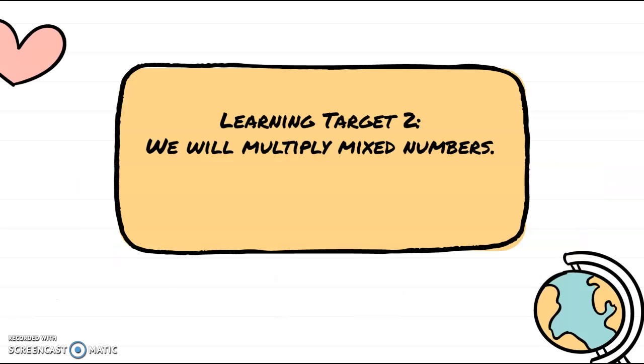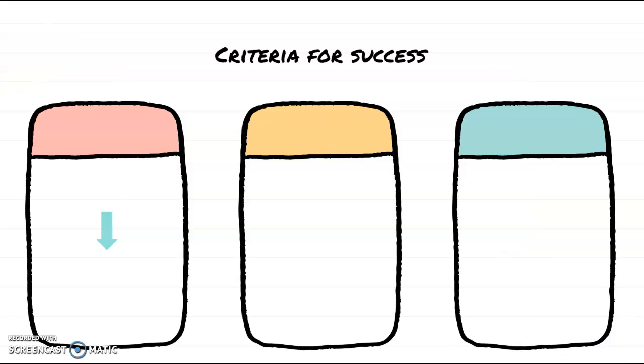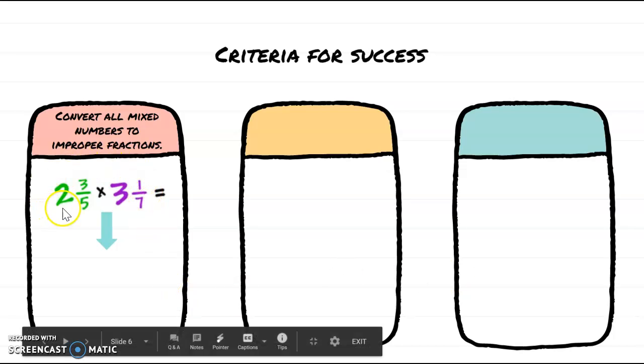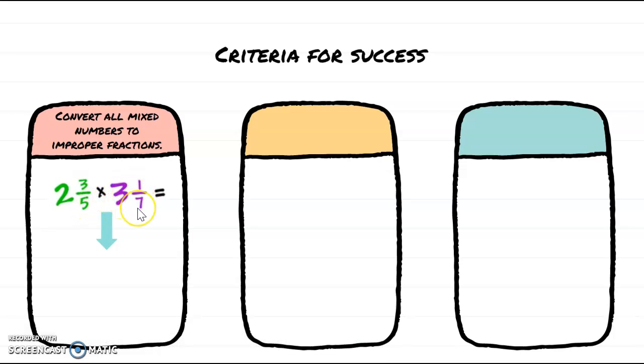Learning target 2, we will multiply mixed numbers. So we're going to have to use the method that we learned from the first part, or that we reviewed from the first part, our Texas method, to be able to multiply our numbers. So our criteria for success, we need to convert all mixed numbers into improper fractions. So our first problem would be 2 3/5 times 3 1/7.